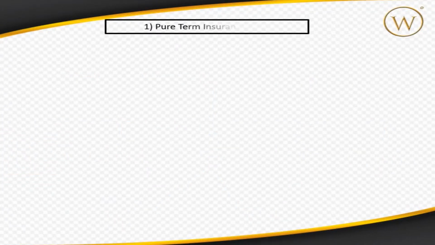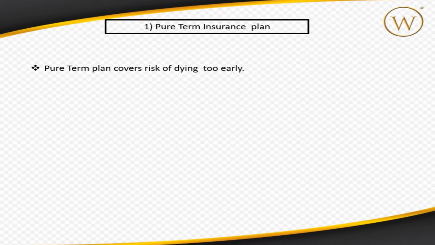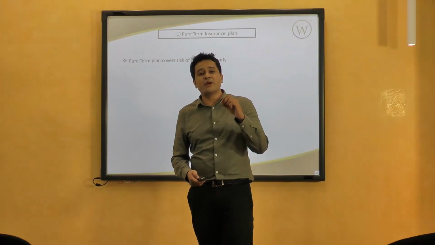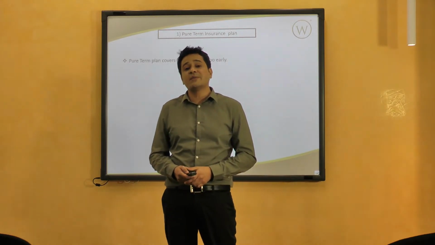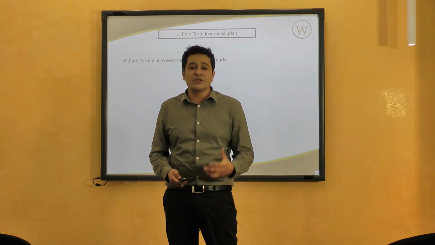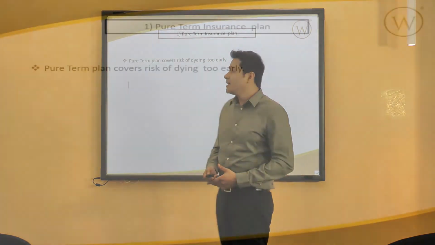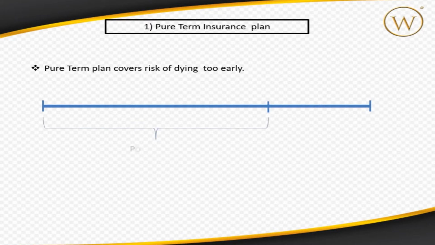Let's talk about the pure term insurance plan. A pure term insurance plan covers the risk of dying too early. If you are breadwinner of your family, your early death can jeopardize the standard of living of your family. So to cover this risk, you basically take a term insurance plan. In a term insurance plan, if your death happens within the policy term, then your family receives compensation from the insurance company. They receive adequate funds using which they can maintain desired level of standard of living.